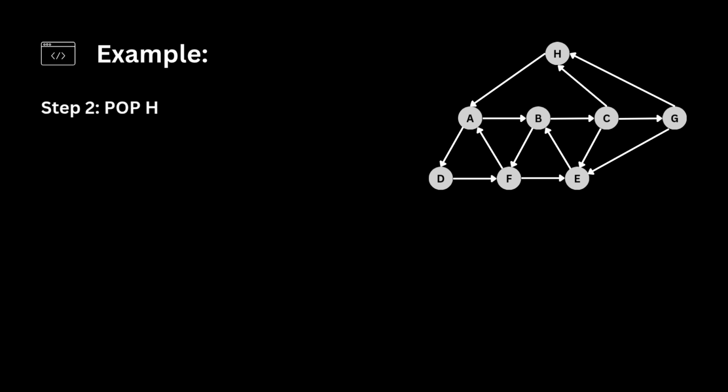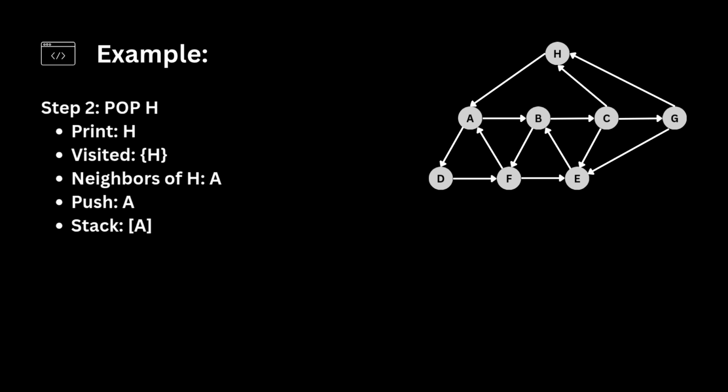Step 2, we pop H from the stack. It's our first visited node, so we mark H as visited and print it. H is connected to A, which hasn't been visited yet, so we push A onto the stack.